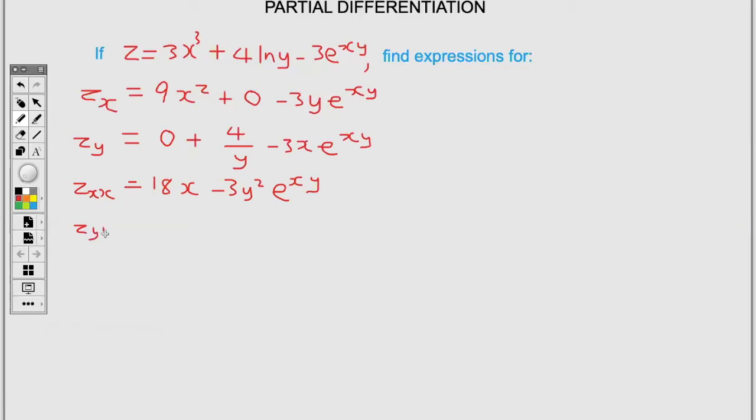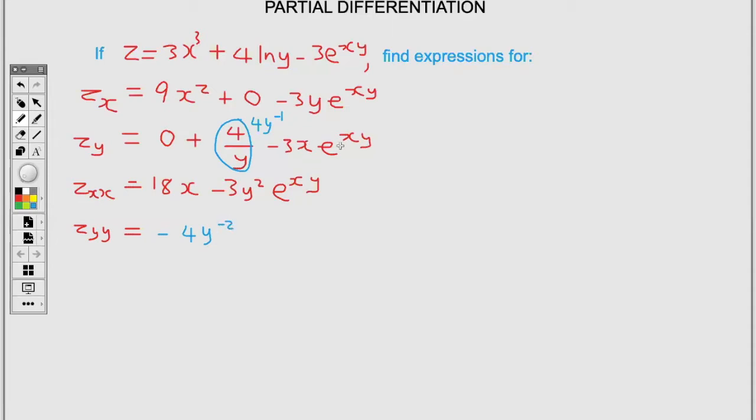Now we can also find zyy, where we're finding the partial derivative, but we already have the partial derivative with respect to y. Now rewriting 4 over y as 4y to the negative 1. Now differentiating this, minus 1 times 4, that's negative 4. Then y, subtract 1 from this, so you have minus 2.